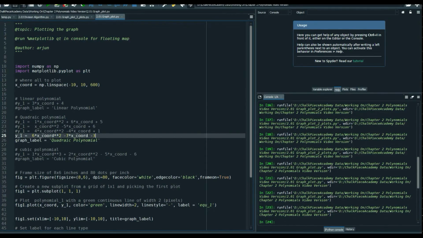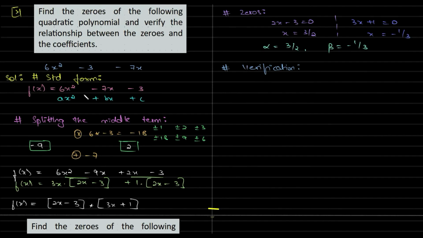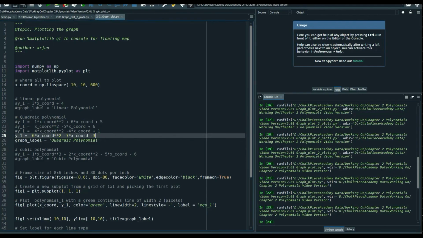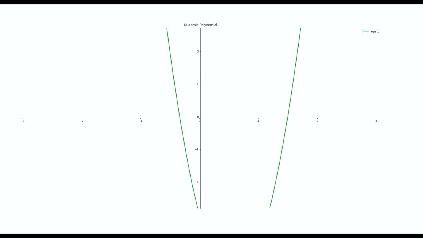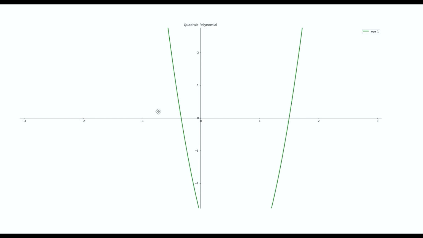So I already have typed in 6x square minus 7x minus 3. See, the order is important. So that's why coding helps you get disciplined. You won't get the answer if you're not disciplined in coding. So, right, in time, do learn coding. In time, I'll also have uploaded the programming, how to learn Python.